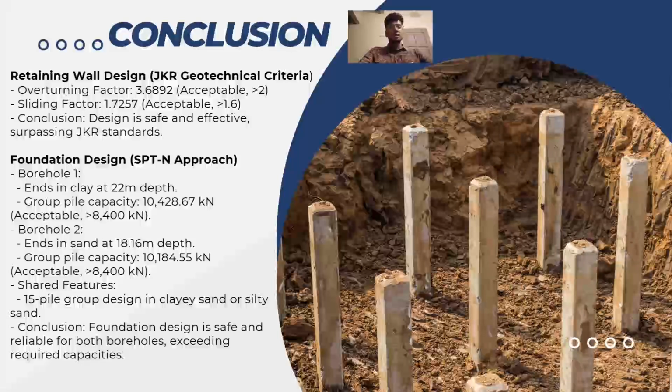Based on the JKR geotechnical design criteria for road projects, we have confirmed that our retaining wall design is highly satisfactory. Our analysis shows an overturning factor of 3.6892, well above the acceptable threshold of 2, indicating strong stability against overturning. Additionally, our sliding factor of 1.7257 exceeds the required minimum of 1.5, ensuring the wall is stable against sliding.